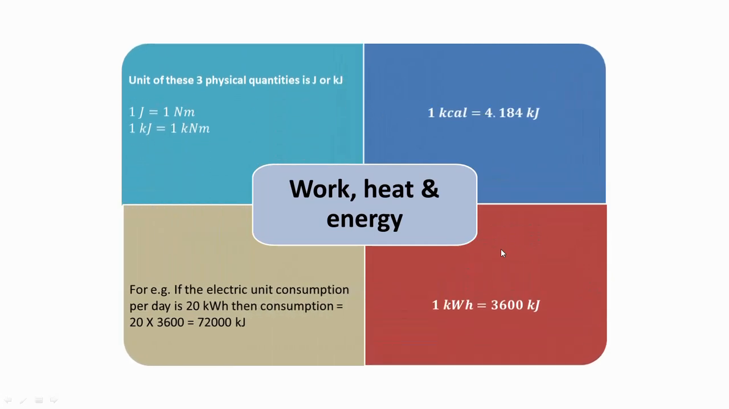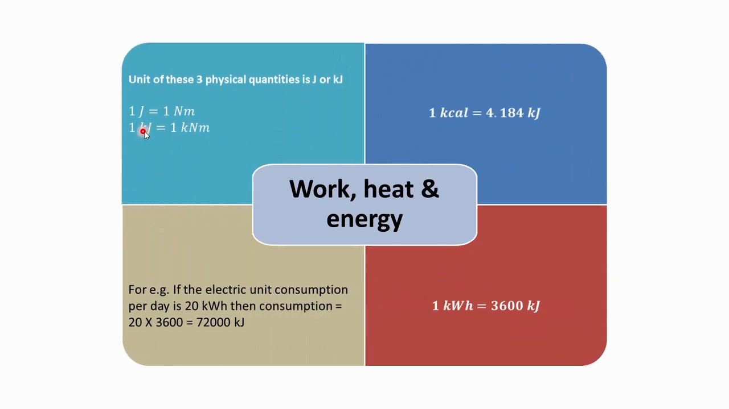Now work, heat and energy have the units of joule. So 1 joule is 1 Newton meter, 1 kilojoule is 1 kilonewton meter, 1 kilocalorie is 4.184 kilojoule. Now 1 kilowatt hour is 3600 kilojoule. For example, if the electric unit consumption per day is 20 kilowatt hour, then the consumption is 20 into 3600 kilojoule, that is 72,000 kilojoule. So kilowatt hour can be converted to kilojoule by multiplying by 3600.